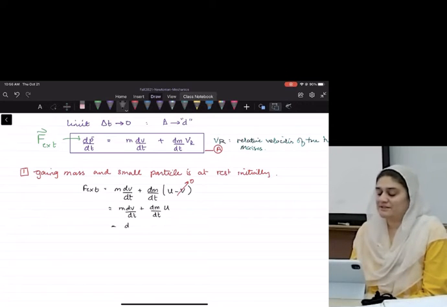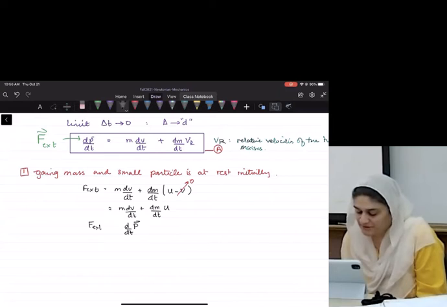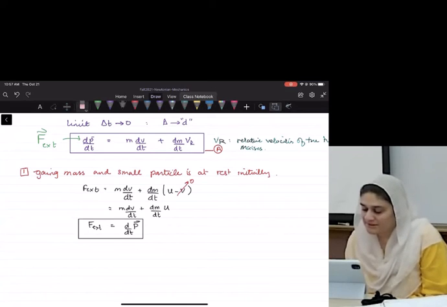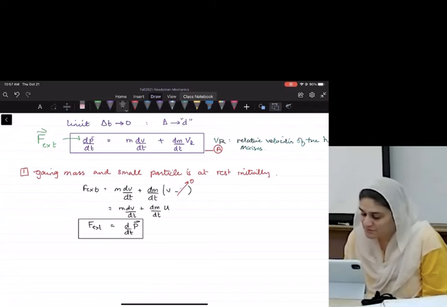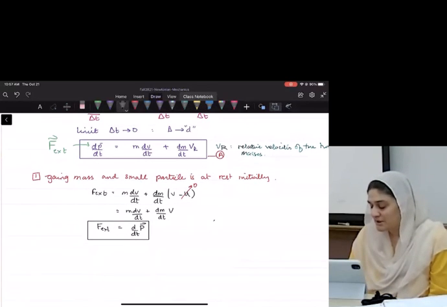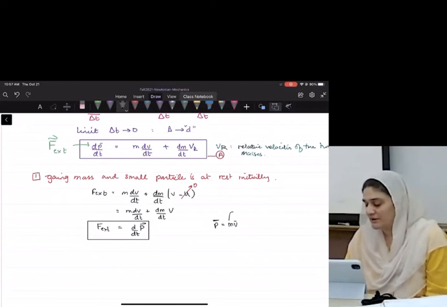And may I write this as d over dt of... F external equals... Oh, wait a minute. I wrote it inside out. This should be the other way around. This should be V and this should be U that goes to 0. Right? Because P is nothing other than M times V for the large mass.